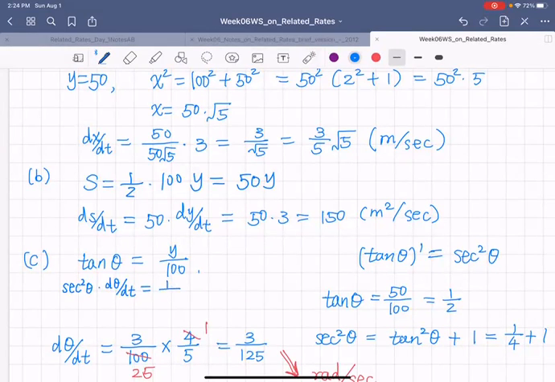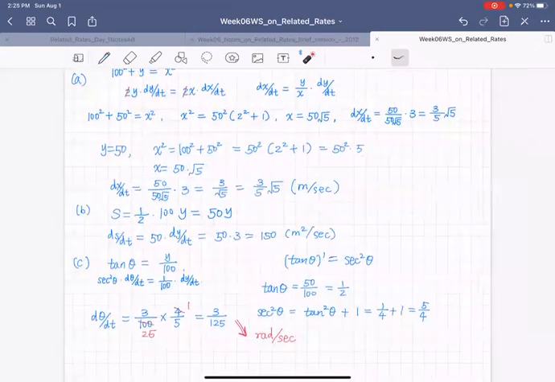1 over 100 is a constant. You put it in front. Then dy over dt, right? Dy over dt is given, yes? But the problem is we want to find out this, yes? Yeah, we want to find out this. Let's see here.